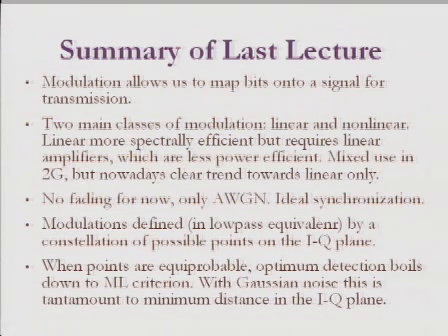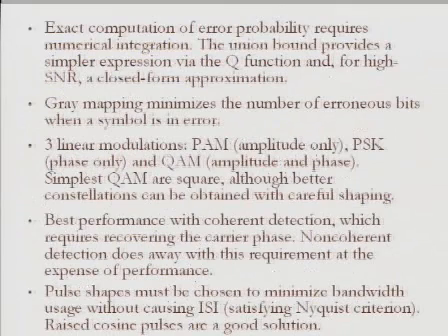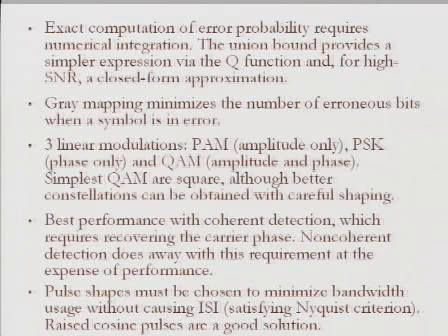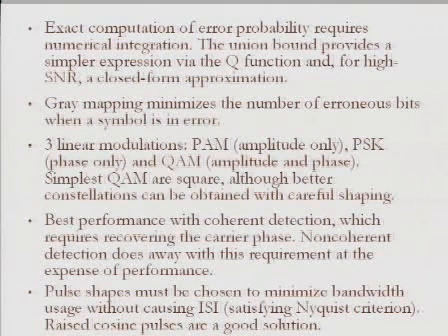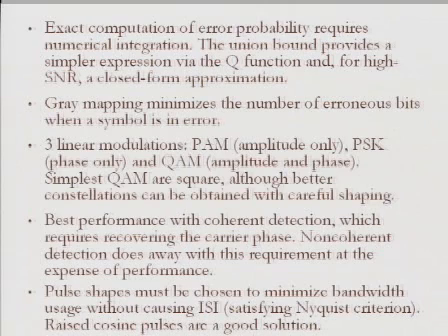When the points are equiprobable, and for us they're always going to be, optimum detection boils down to this maximum magnitude criterion, which in turn boils down to minimum distances. In fact, with Gaussian noise, this criterion is tantamount to minimum Euclidean distances on the IQ plane. We saw that the exact computation of error probabilities requires, in general, a numerical integration. So then we use the union bound to find simple and convenient expressions via the Q function. And for high SNR, we can express the Q function using this exponential approximation. So we get something in closed form.